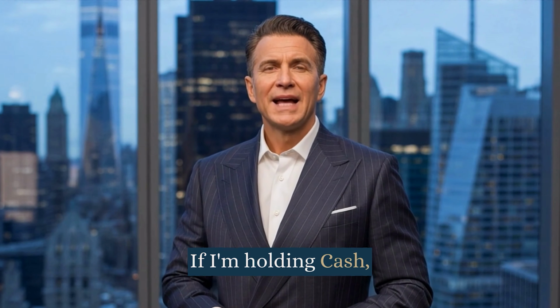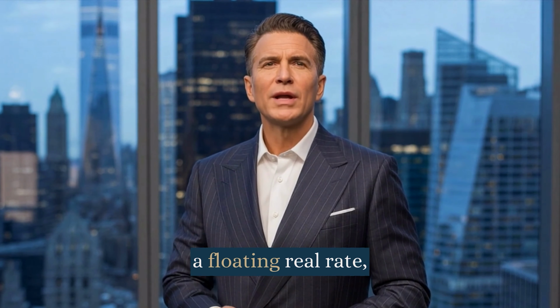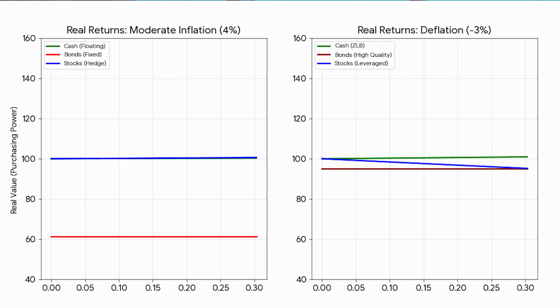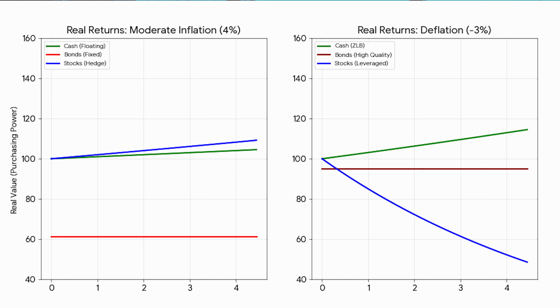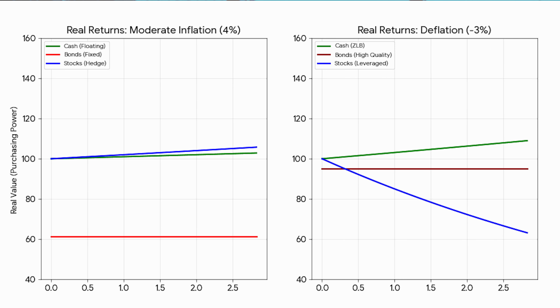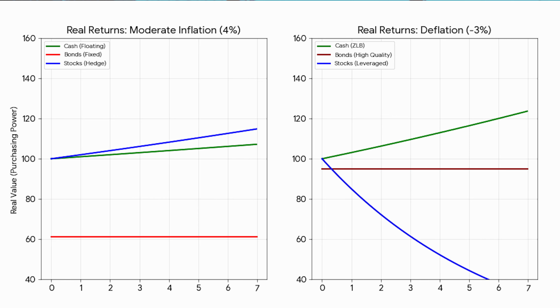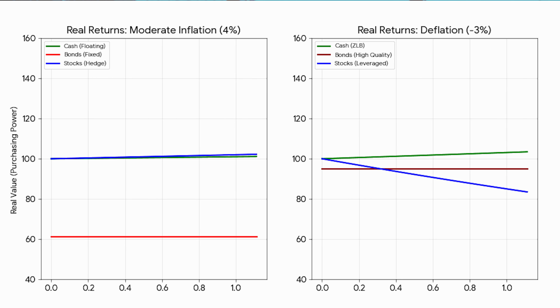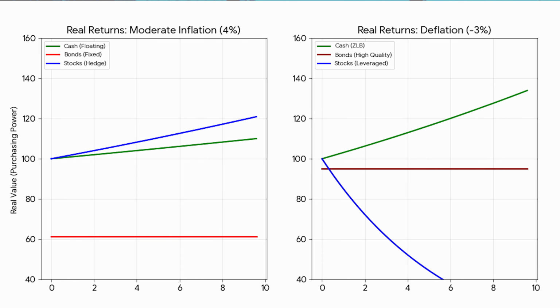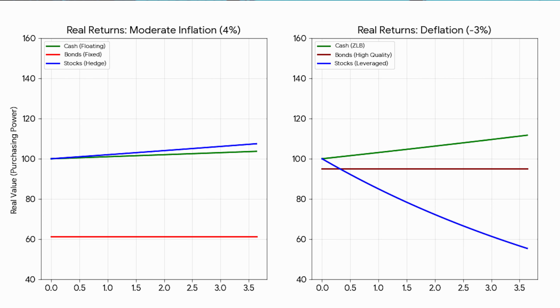If I'm holding cash, I'm basically looking for a floating real rate, right? Exactly. Cash is a relative winner in inflation because it earns a floating real rate as central banks hike nominal rates procyclically. It's also a winner in deflation because it becomes particularly attractive if rates hit zero, as the real return becomes positive while prices fall.